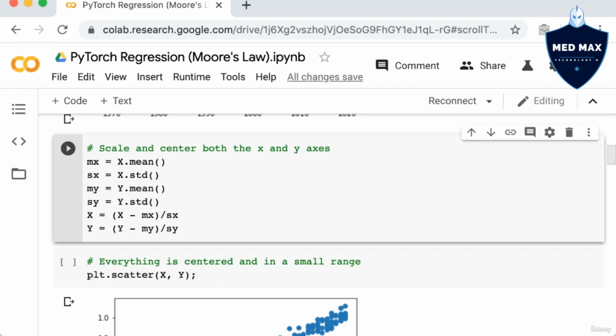So let's call them mx for the mean of x, sx for the standard deviation of x, and similarly for y. What we have to keep in mind is that, by doing this, the units of x and y no longer make sense. Previously, x had units of years, but this is no longer the case, and y had units of log counts, which is no longer the case. We'll have to reverse the transformation later on if we want to get back to the original units.